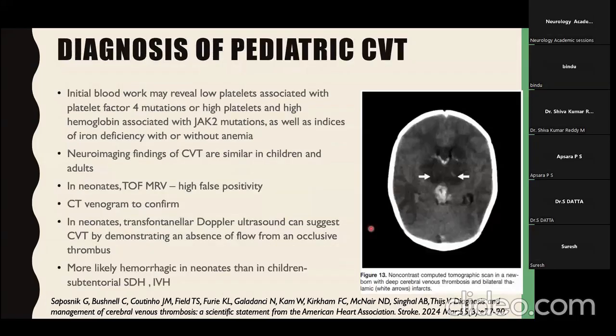Diagnosis mainly uses MRI. In neonates, MRI has a high false positivity, so CT venogram is used to confirm, and there is also a role for Doppler ultrasound. Neonates also have a higher hemorrhagic transformation than children.